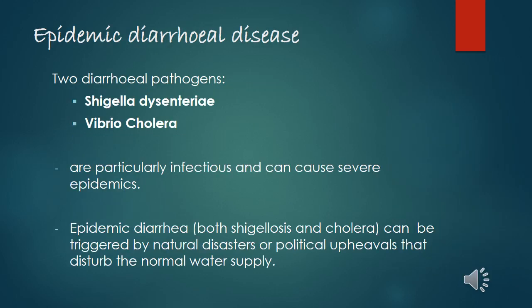Other than that, we have epidemic diarrheal diseases. Two diarrheal pathogens, Shigella and Vibrio cholerae, are particularly infectious and can cause severe epidemics. Epidemic diarrhea, both shigellosis and cholera, can be triggered by natural disasters like floods or political upheavals that disturb the normal water supply. Say, you must have heard the threat that if India releases the water, floods could come because of that. So any natural or political upheavals that disturb the normal water supply can trigger epidemic diarrhea.